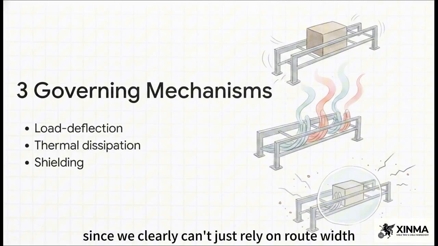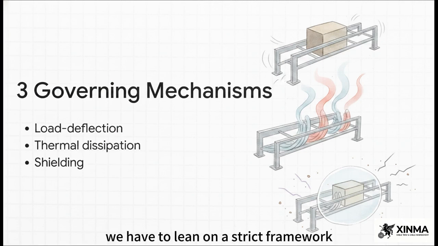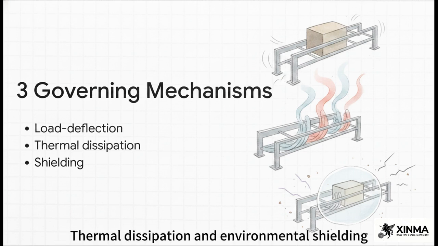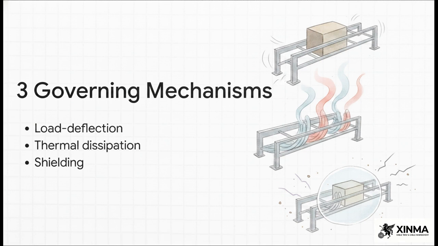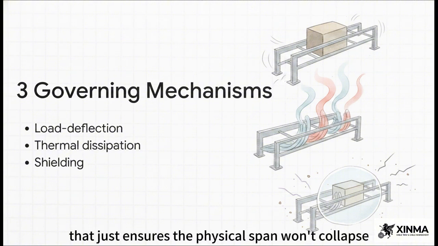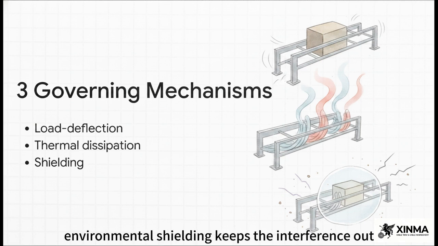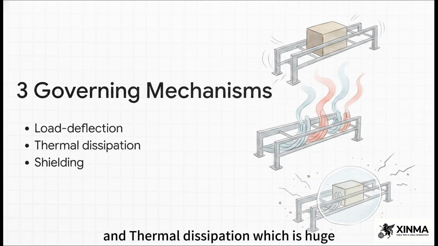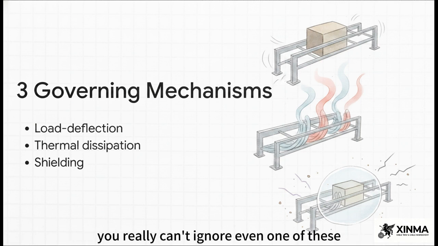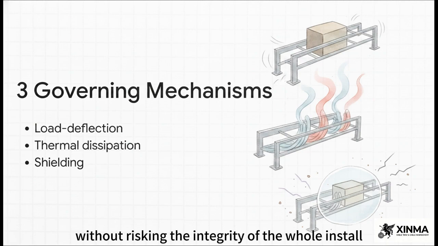Since we clearly can't just rely on route width, we have to lean on a strict framework. There are three unbending mechanisms that totally govern your choice here: load deflection behavior, thermal dissipation, and environmental shielding. Now, whenever your cable mix gets upgraded, or your EMC environment shifts, or your fire strategy changes, you have to reevaluate these three things. Load deflection just ensures the physical span won't collapse. Environmental shielding keeps the interference out. And thermal dissipation, which is huge, ensures your cables don't literally cook themselves. You really can't ignore even one of these without risking the integrity of the whole install.